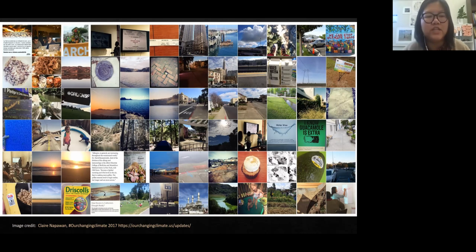So they use this hashtag Instagram effort to encourage people to really look at how the changing climate is reflected in their daily life. And then they invite people to post social media posts, and they have this collective of images. This is also using the full combination of the Photovoice method and community mapping all together to become something that is powerful.